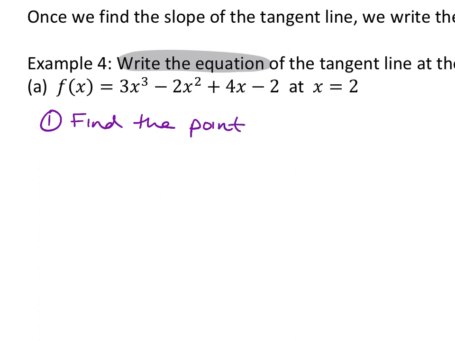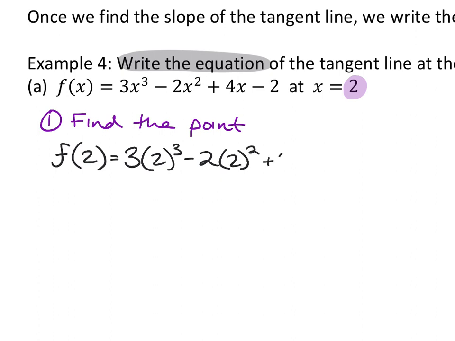I already know part of the point. It's right there. Which part of this coordinate point did I already find? x. How do you find y's when you know x's? Plug them in. Great. We're going to take this equation, f of x, and plug the number 2 into it. So 3 times 2 cubed minus 2 times 2 squared plus 4 times 2 minus 2. Notice I did not plug that into the derivative. I plugged it into the actual function.